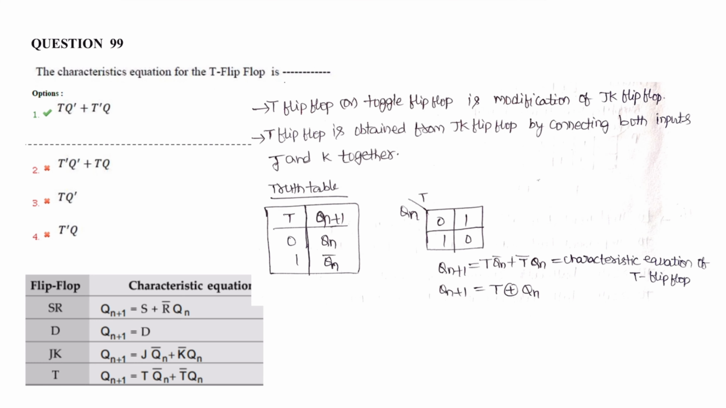Question number 99. The characteristics of T flip-flop is? A T flip-flop, or toggle flip-flop, is a modification of the JK flip-flop. T flip-flop is obtained from a JK flip-flop by connecting both the inputs J and K together. So take a JK flip-flop with J, K, output Q. Here the J and K inputs are connected together with a single line, then it acts like a T flip-flop, with T input and Q output.